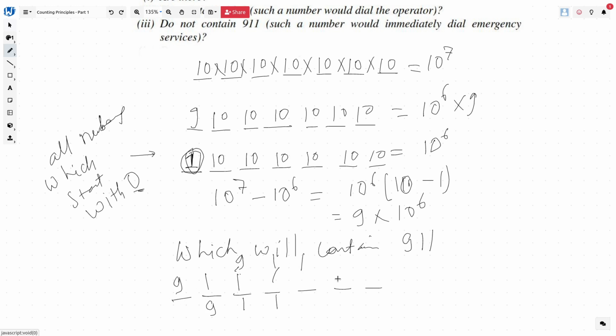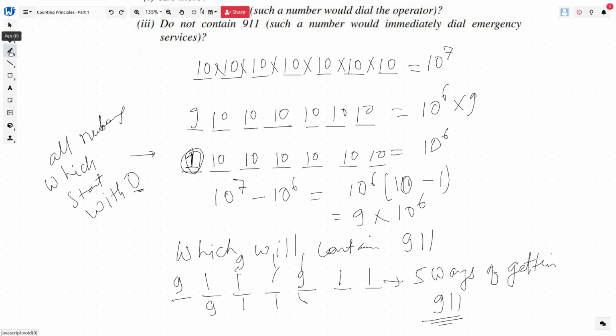So if you count it, it will be 1, 2, 3, 4, 5, rightly, because you cannot put 9 here, then 911 cannot fit here. So there are 5 ways of getting 911 together in a 7-digit telephone number.